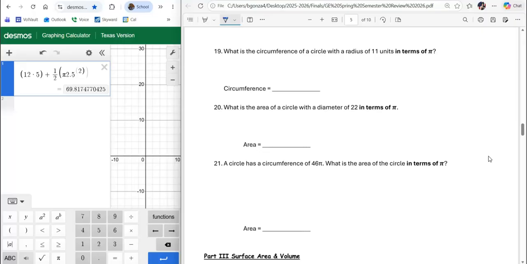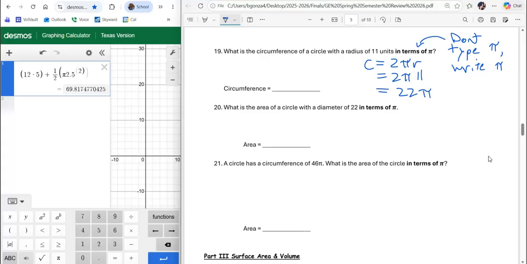Okay, in terms of pi on all three of these, C is 2 pi r. The radius is 11, so 2 pi 11. What does that mean? Don't type the pi. You want to write the pi. So 2 times 11 is 22 with the pi still there.